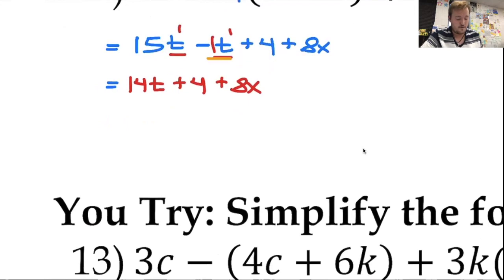So there's still one other thing we got to do. We have to rewrite it in descending order. So that means I need to put everything with a variable at the front, and any just natural standalone numbers, those go to the very end. So essentially what I'm doing here is I'm just switching the 4 and the 8x. So I have 14t plus 8x plus 4.